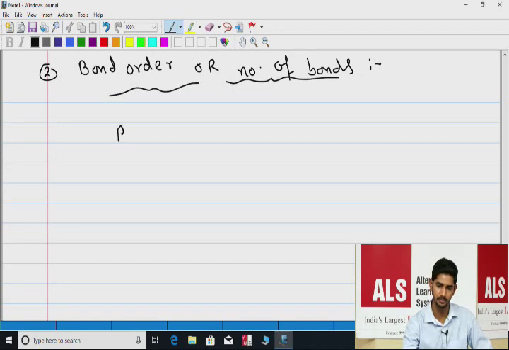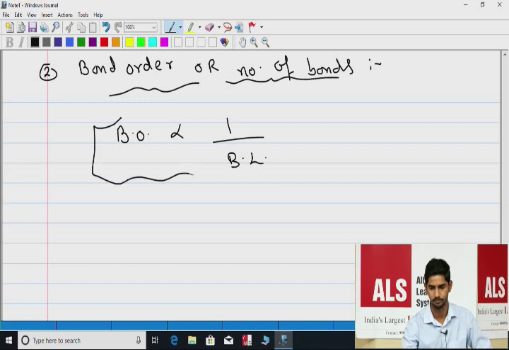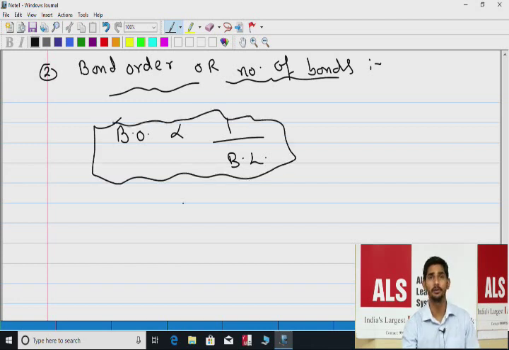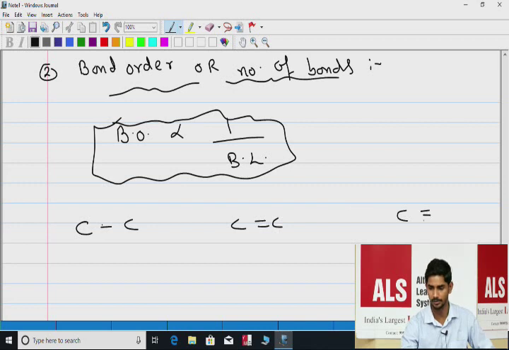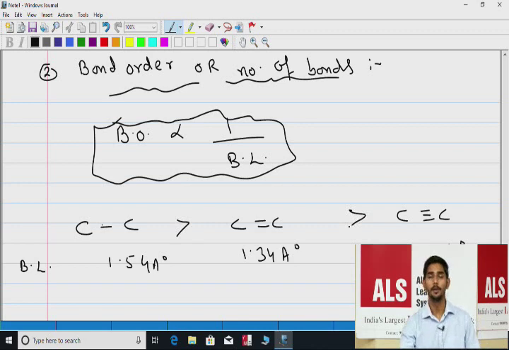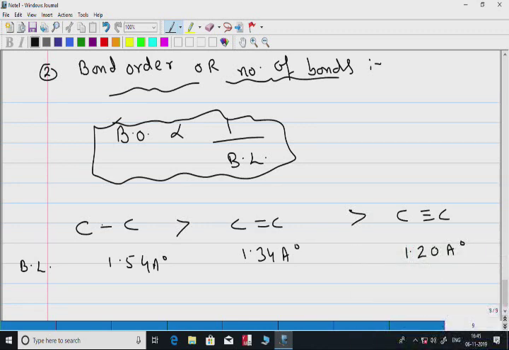Simply remember, guys, bond order is inversely proportional to the bond length. Higher is the bond order, smallest will be the bond length. Just look at this: C single bond C, C double bond C, and C triple bond C. If I talk about the bond length, it is 1.54 angstrom, 1.34 angstrom, and 1.20 angstrom. See, number of bonds between two atoms are increasing, that's why bond length is decreasing. You can simply remember this one.